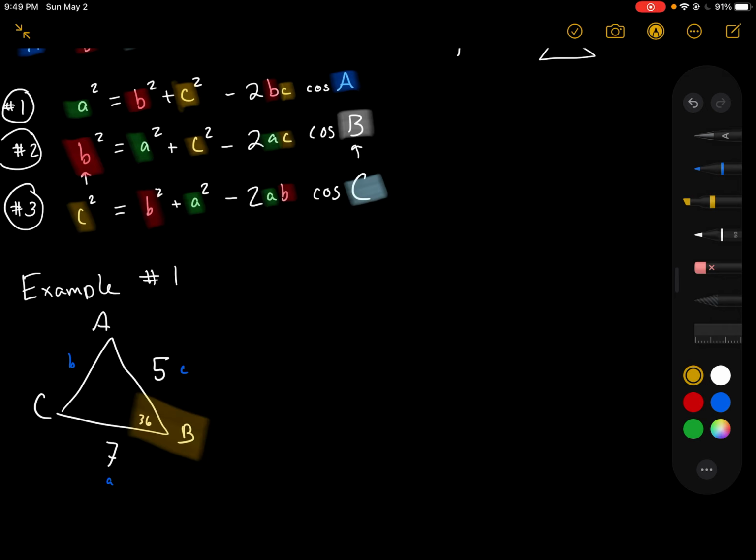And now we need to determine which one of these formulas we use. In the case where we have two sides and one included angle, the included angle we have is the one that we have to use. So in this case, we have to use number 2, because that's the only one that has the cosine of B. That's the only one that uses capital B. So let's write that one down to start.